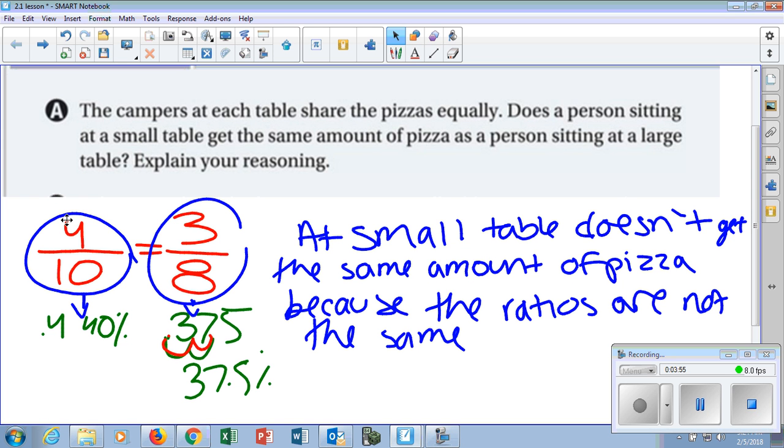So for C, it says, if everyone sits at a small table, how many pizzas should the camp director order? And they tell us that there is 160 campers. Well, if there's 160 campers, we've got to solve for the proportion. Could I flip the page? Yeah? Okay.